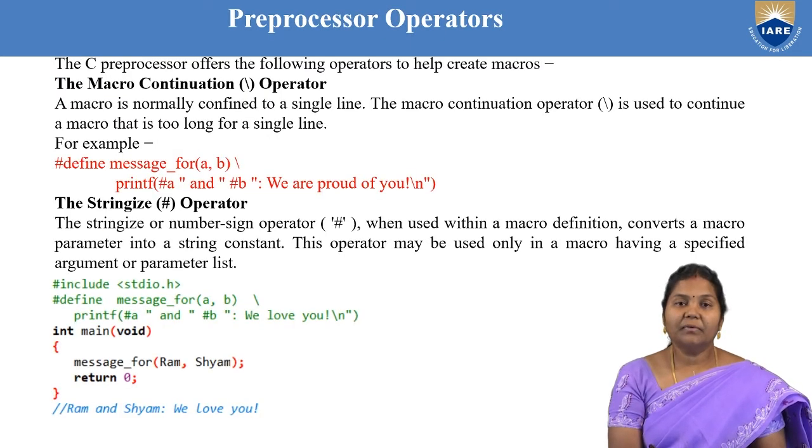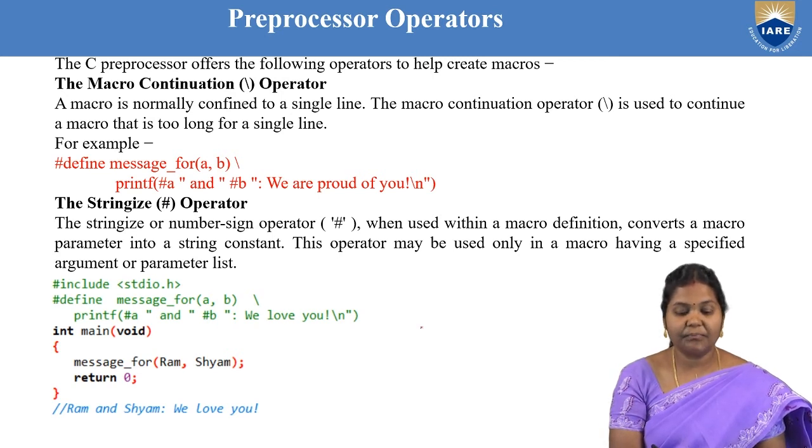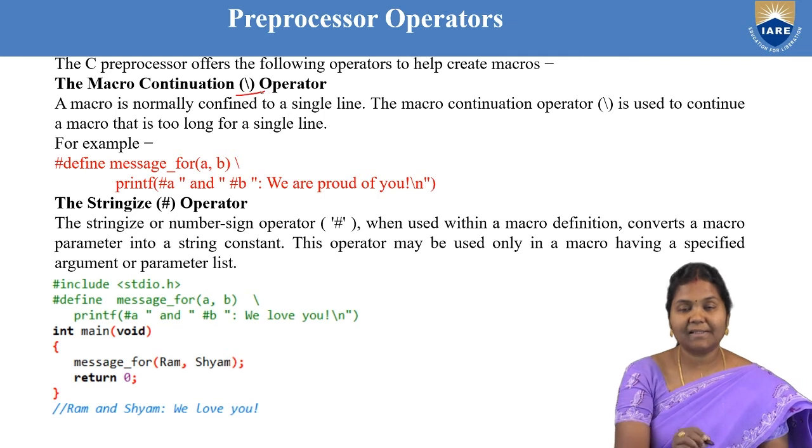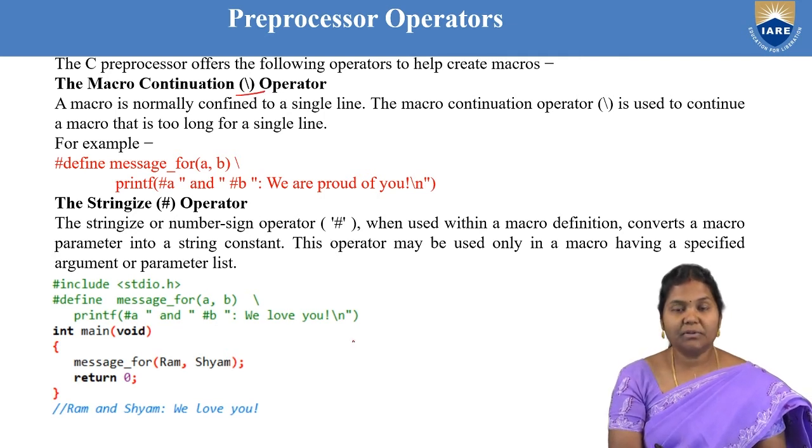Then apart from the preprocessor directives, in the C language, there are certain preprocessor operators available. So let us understand those operators. The first operator is called the macro continuation operator, that is the backslash. Macro continuation operator.